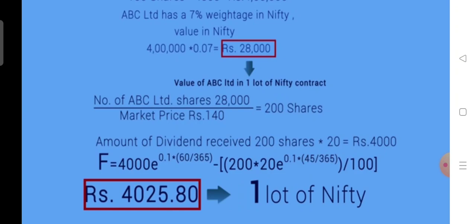So we've calculated the fair value of futures contract of Nifty, and then we subtracted the amount of dividend from it, and since dividend was declared after 15 days of the starting of the futures contract, the T over here will be 45 days by 365.